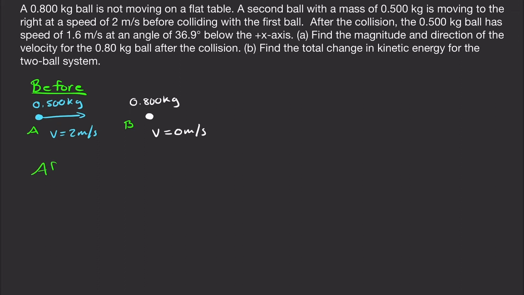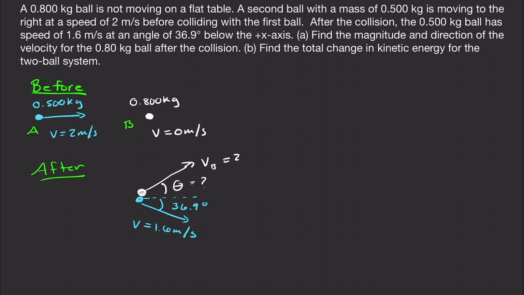And then after, the first one is going to be going down, or below the x-axis, at an angle of 36.9 degrees and with a speed of 1.6 meters per second. And we want to know the magnitude and direction of the other ball. Okay, so this is question mark 2.